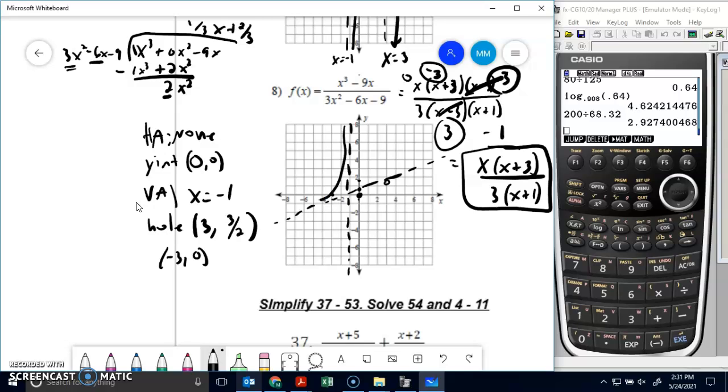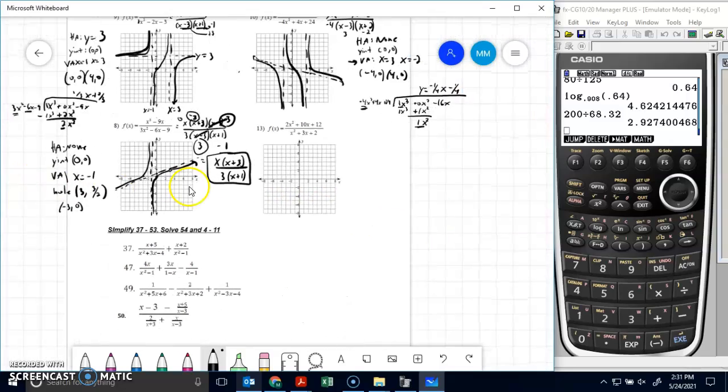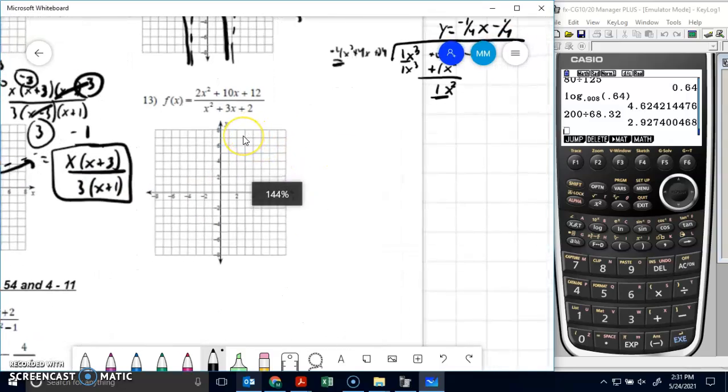So when you get the additional points, although on the final, you're probably just going to be asked to sketch, not do too much with additional points. Use those to make a nice, neat sketch. Alright, let's do the last one here.